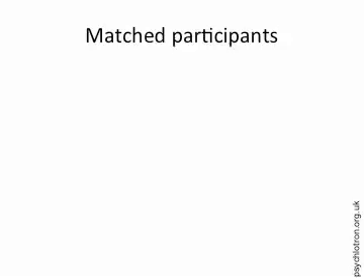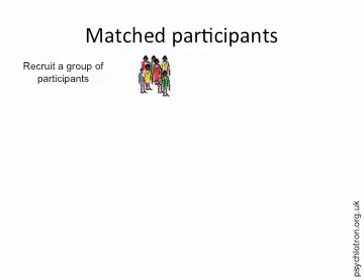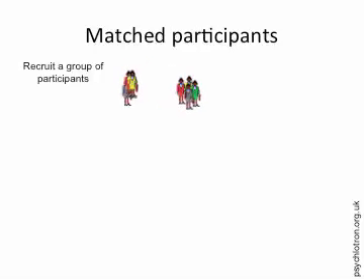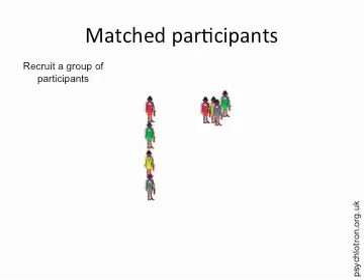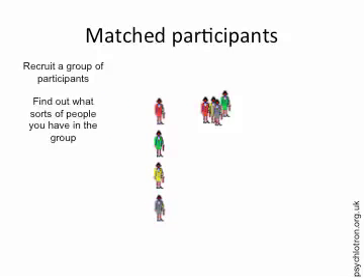Now let's have a look at matched participants design. A matched participants design is much like an independent measures design. We recruit a group of participants. Here they are. Notice they're all in different colours this time. That's important. Not the colours, but that they're all different. We split the group in half, but we don't do this randomly like we did in an independent measures design. Instead, it's a systematic splitting.